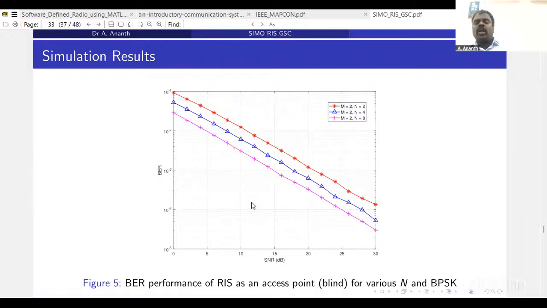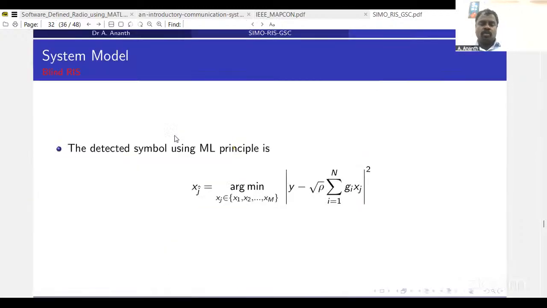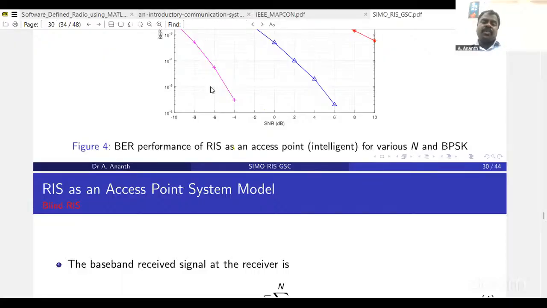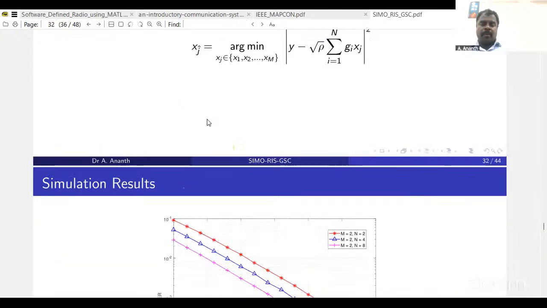Now, if we compare this one with RIS as an access point and intelligent, this intelligent is obviously going to be better. Here you can see, at 0 dB it is somewhere near 10 to the power minus 1 and minus 2. But for minus 4 dB itself, it is much better. You can see it is between 10 to the power minus 6 and minus 5.